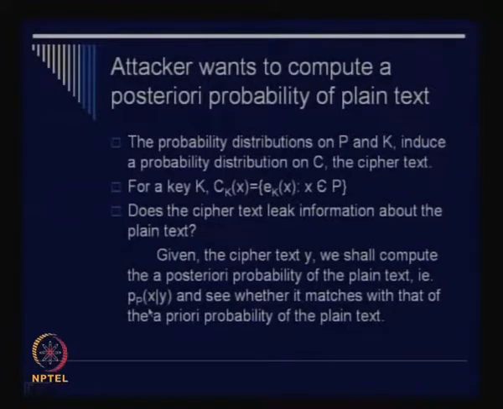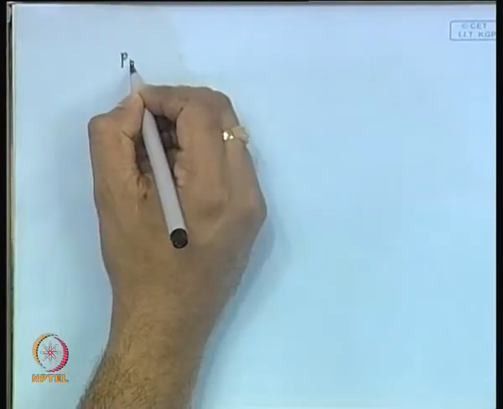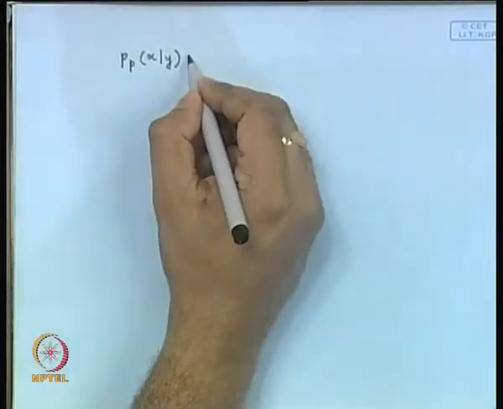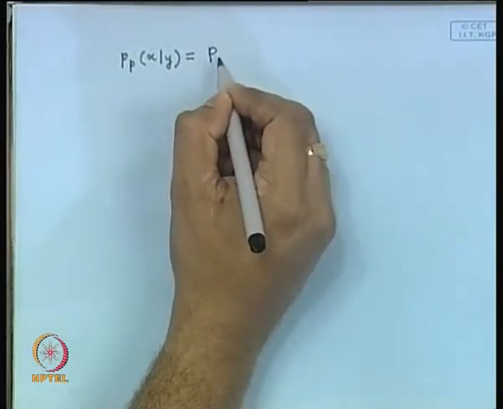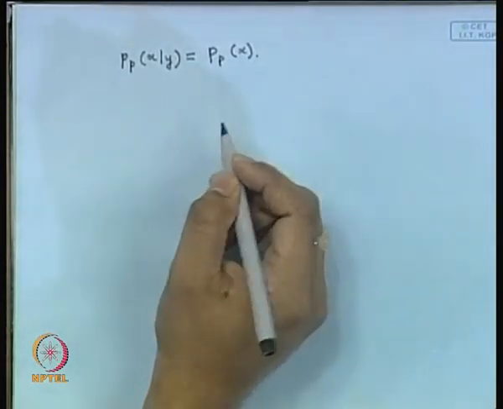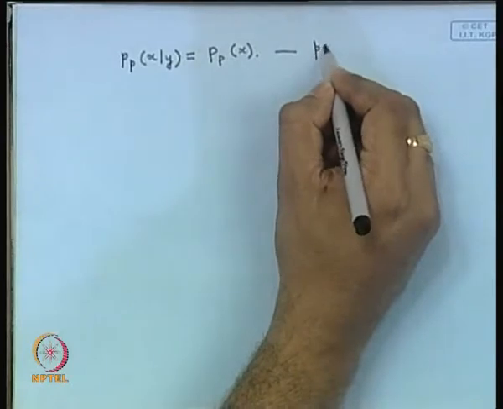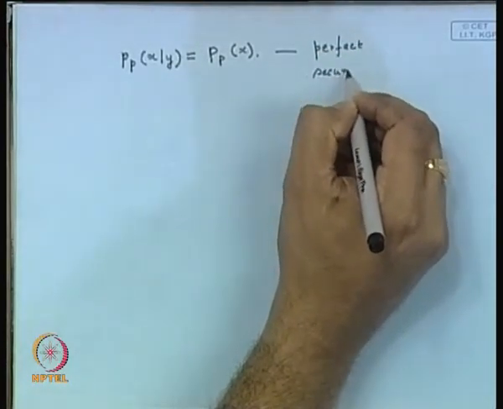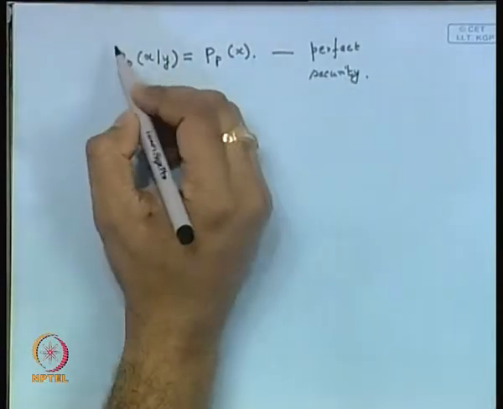If we would have wanted a proper amount of security, what we would call perfect security, then we can denote this as follows: P(x | y) is equal to P(x). So what does it mean? This is the basic idea of perfect secrecy or perfect security.